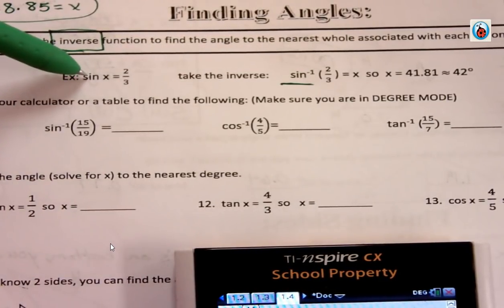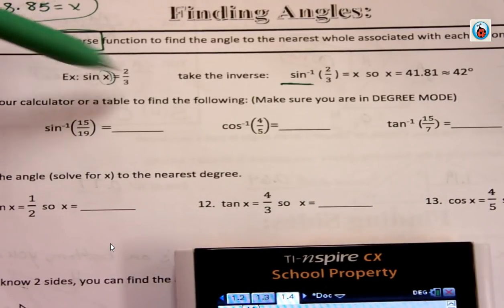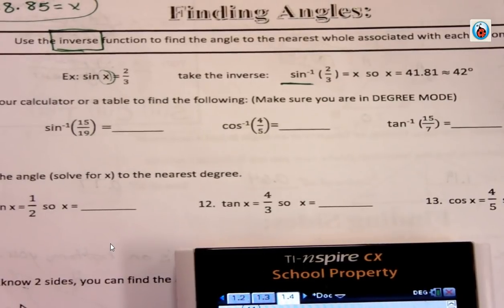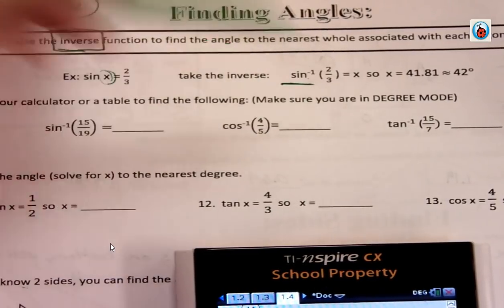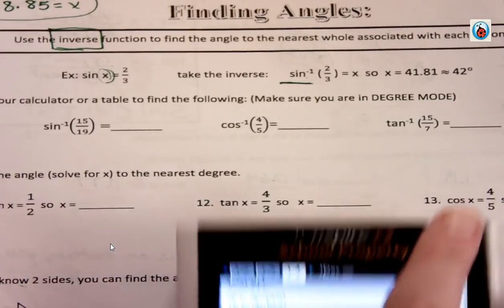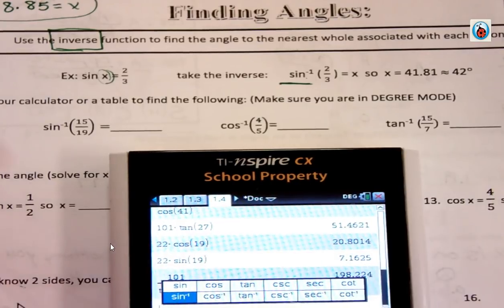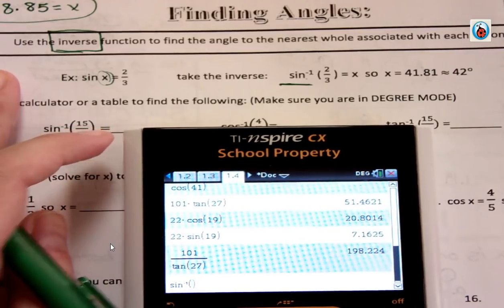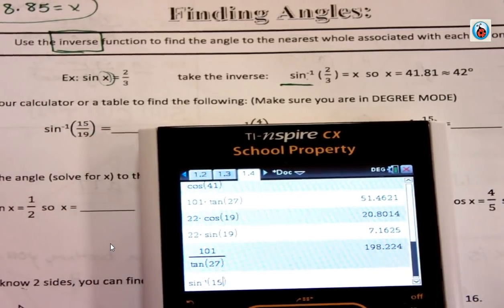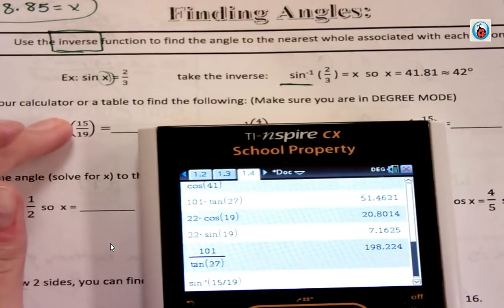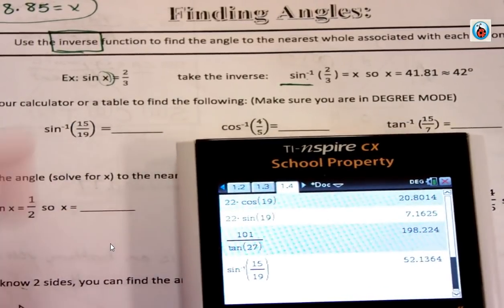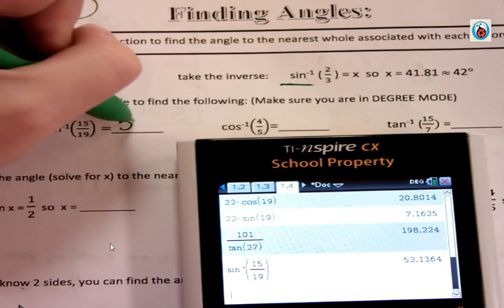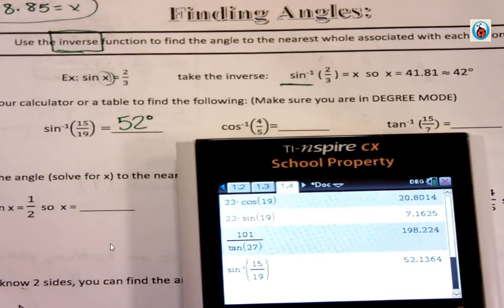You still set it up just like you would normally. Sine of your angle, but we don't know our angle, so we put x, and then we know the 2 sides of the triangle, so we put them there, and then we change it to sine inverse, which I'll explain in more detail in just a second. So you want to take your calculator, and you want to type in sine inverse. You want to type in 15 over 19. So now it looks just like what we have here, and that is going to be 52 degrees.